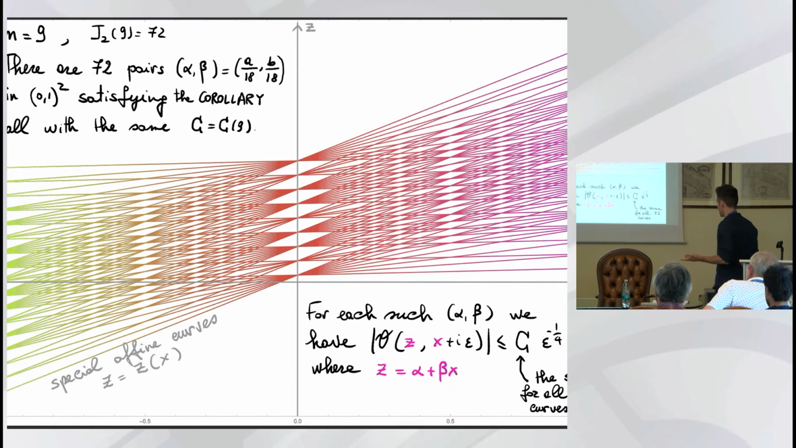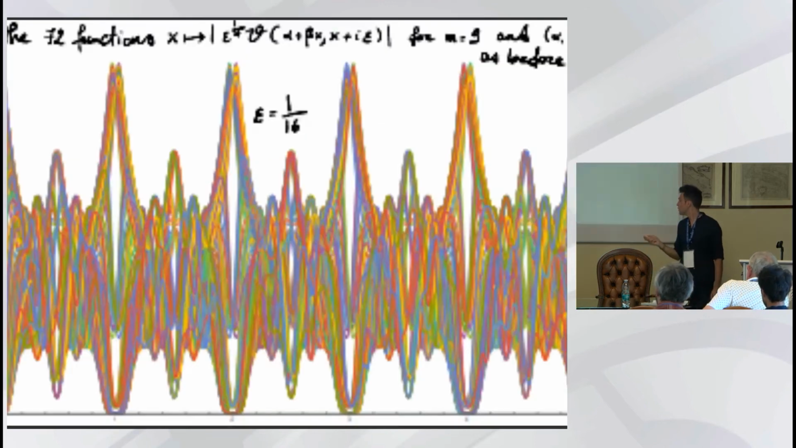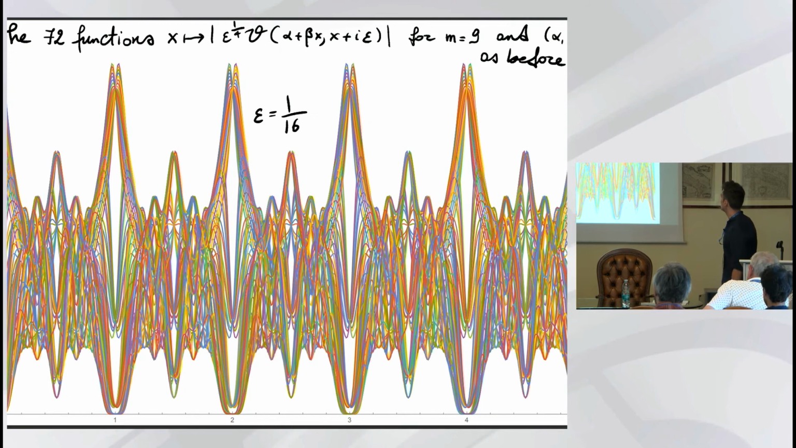Now I take the 72 values here, I plug them in here, and I plot this theta as a function of x for fixed epsilon. So in the next slide, I fix epsilon to 1 over 16, and then I plot simultaneously these 72 functions, or the absolute value of those 72 functions. And you see I put the epsilon to the 1/4 together with the function, so I expect everything to be bounded. And you see that these functions look potentially very complicated, but they're all capped at the same value. The value is slightly less than 2.